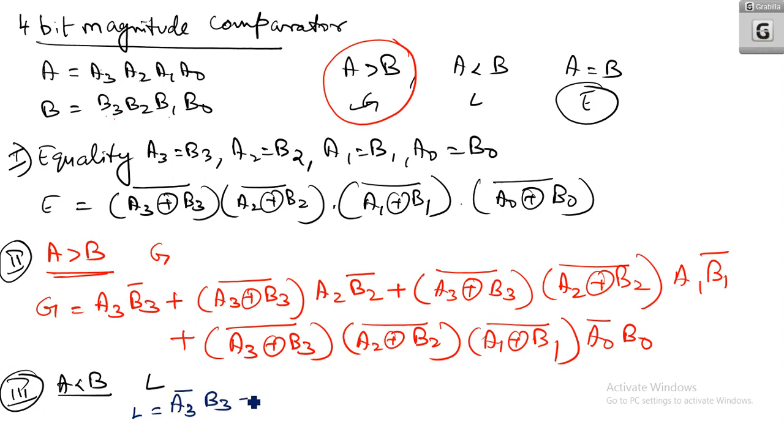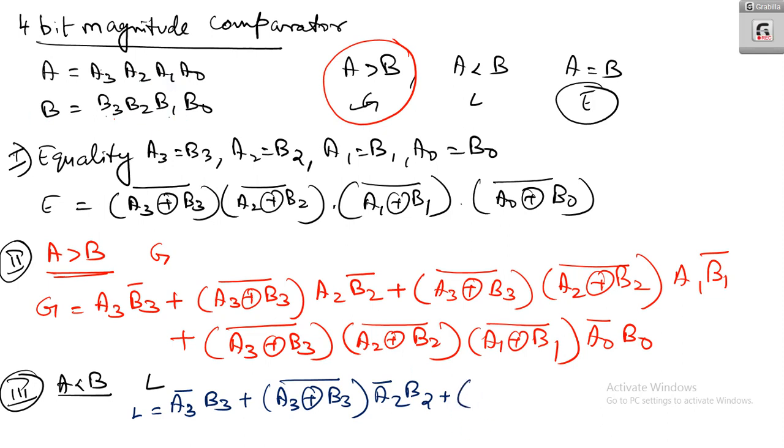Or if A3 is equal to B3, that means A3 XNOR B3, then A2 should be equal to 0 and B2 should be equal to 1. So you should get A2 bar B2. Third case, if A3 is equal to B3 and A2 is equal to B2, obviously A1 should be equal to 0 and B1 should be equal to 1.